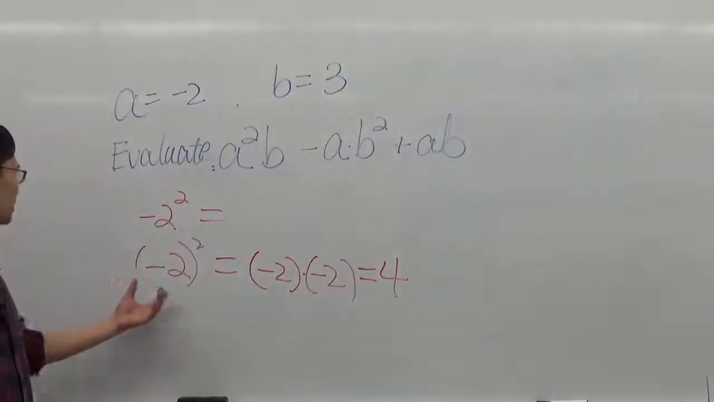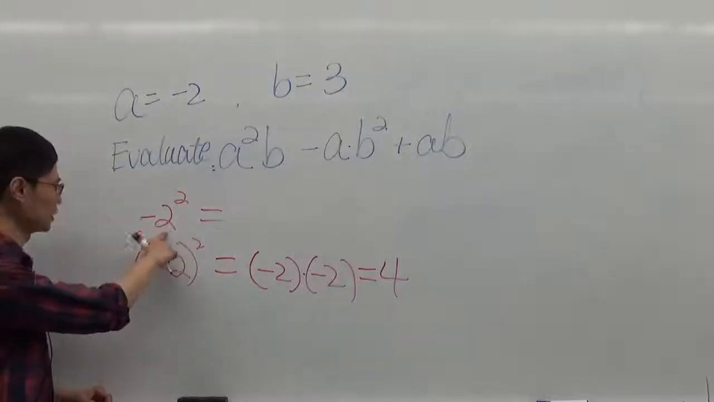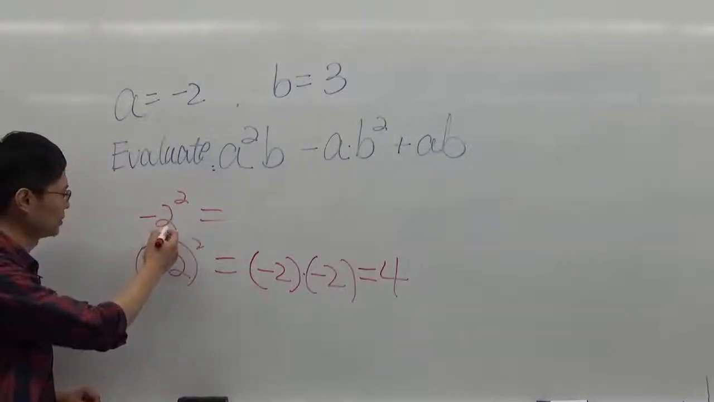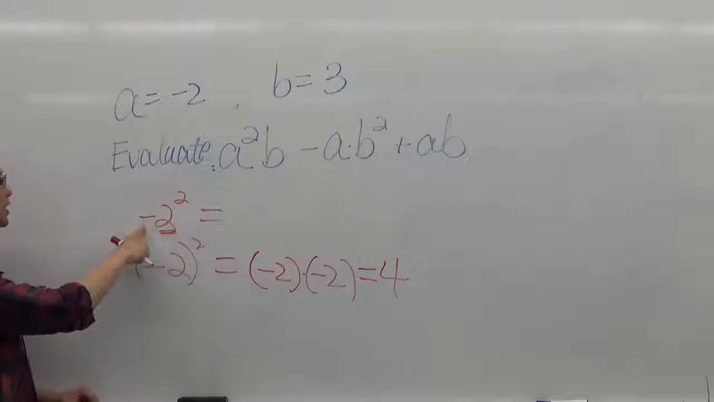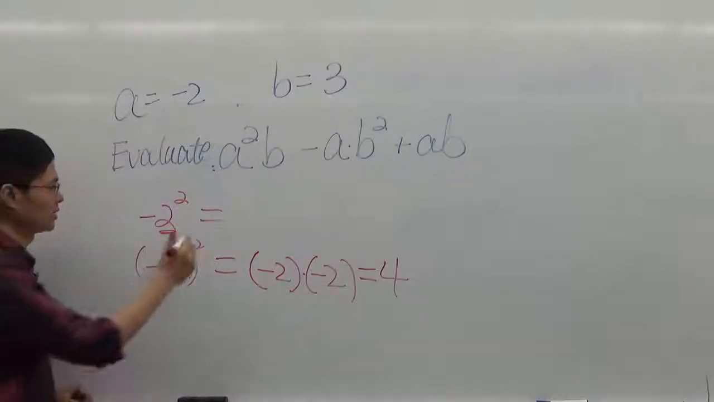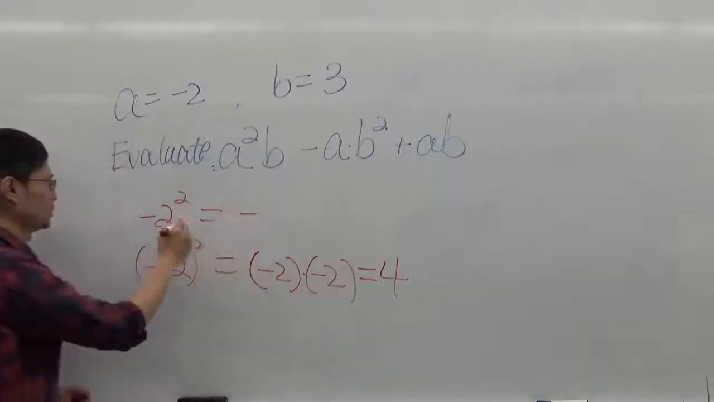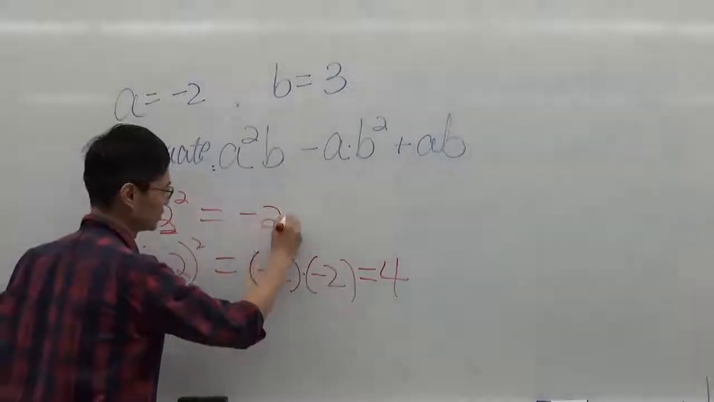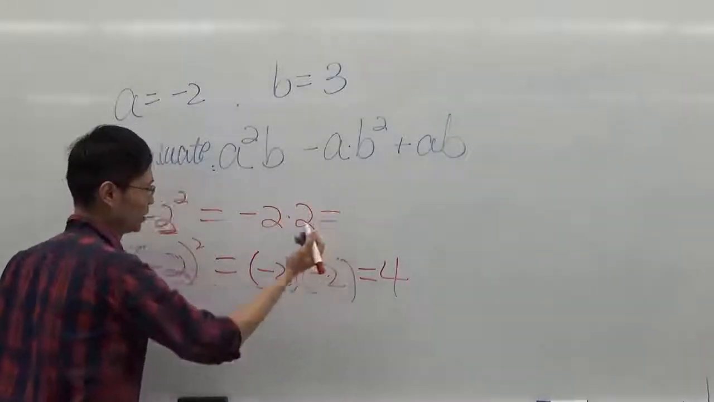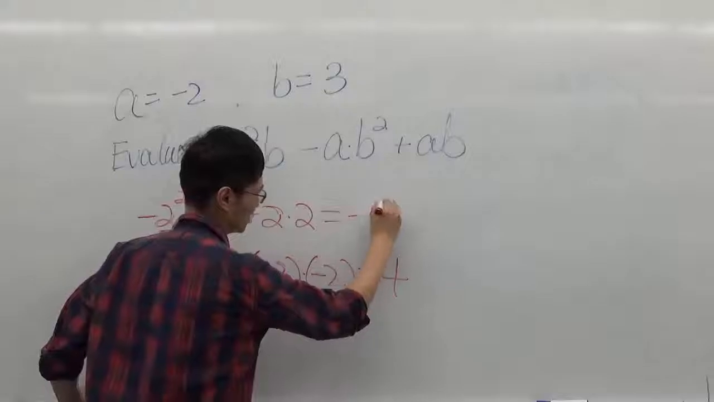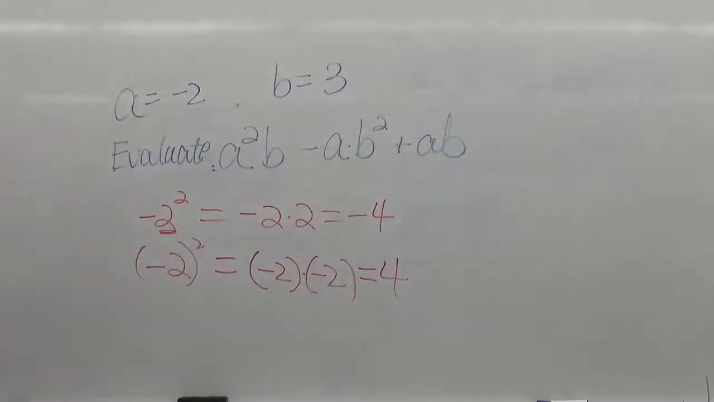If I don't have parentheses, let's look at this problem right here. So the square is only for the 2. It's not for the negative sign. So here I'm going to keep the negative sign and do 2 times 2. So the answer will be -4. This is very important when we do substitution.